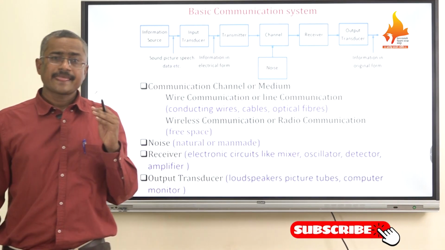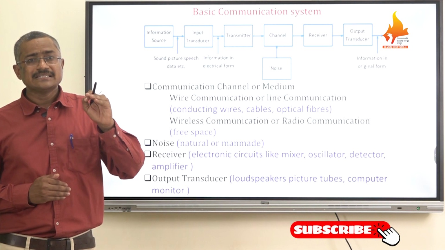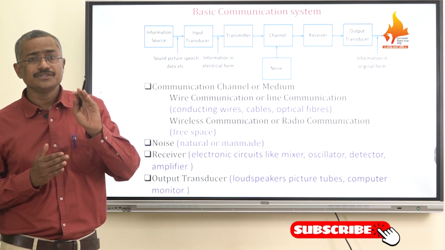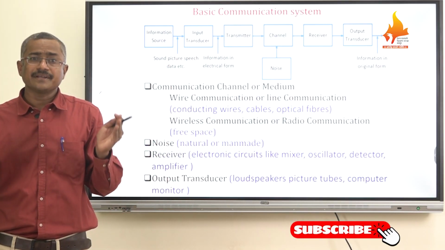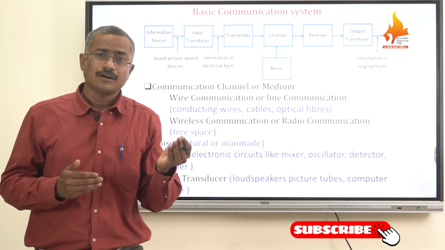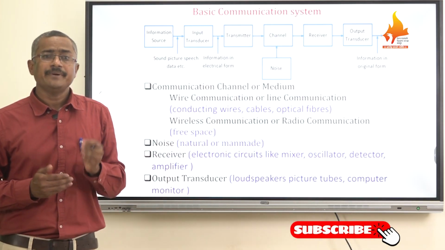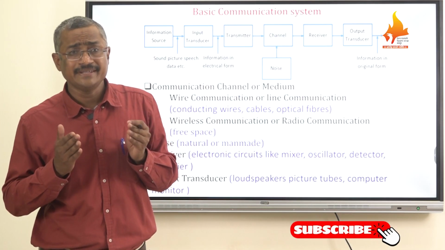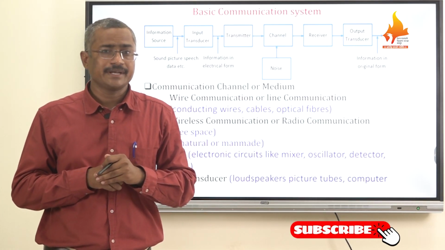The transmitter increases the power level, and after amplification, it converts the signal into another, suitable form. If it is line communication or wire communication, you can have an electrical signal, or if it is optical fiber, it will be electromagnetic radiation. If it is wireless communication, the signal could be optical radiation, that is, an electromagnetic wave.